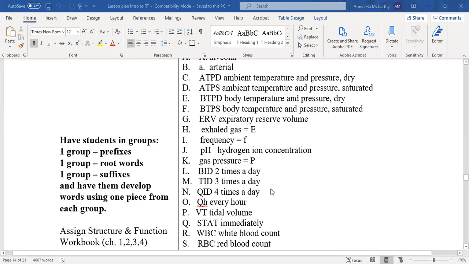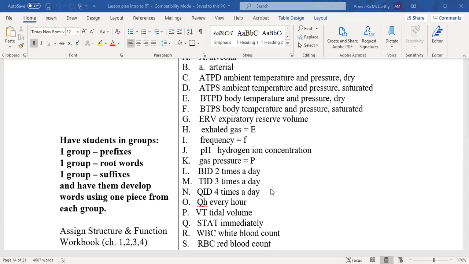All right. What about QID? What is QID? How many times? 4 times a day. Or how many hours? Every 6 hours. Q6, right? Could be Q6. 6 times 4 is 24. And then QH is every hour. Some patients are pretty sick and they have to have some medicine every hour. Might have to have a breathing treatment every hour.